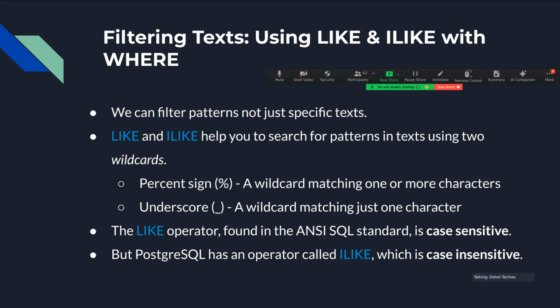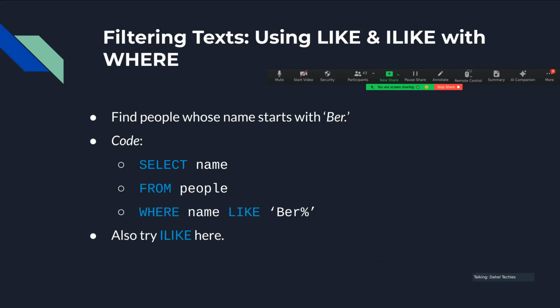I'm going to show you how to do this, but just remember, LIKE and ILIKE are doing the same thing. The only difference is LIKE is case sensitive, while ILIKE is not. And ILIKE is only specific to the Postgres database. If you go to other database management software like MySQL, they don't use ILIKE. It's specific to Postgres. Now let's look at an example.